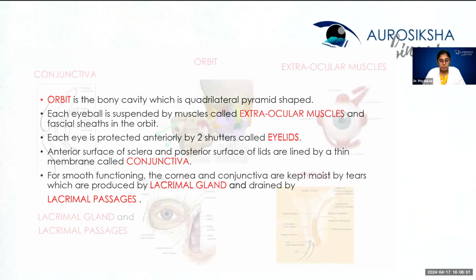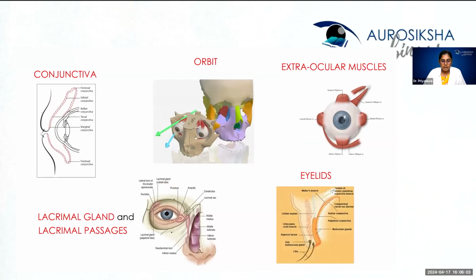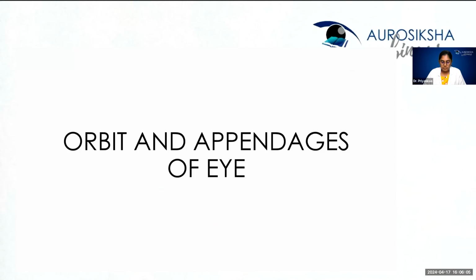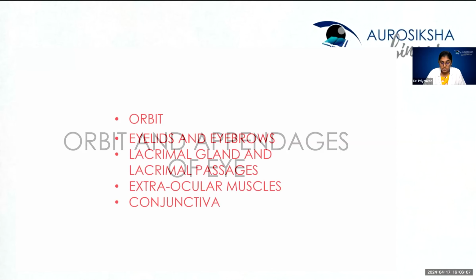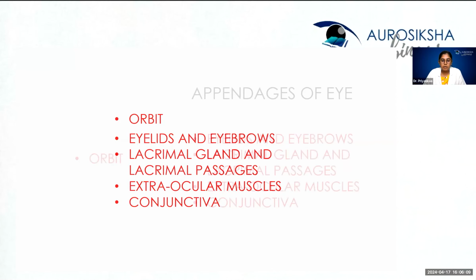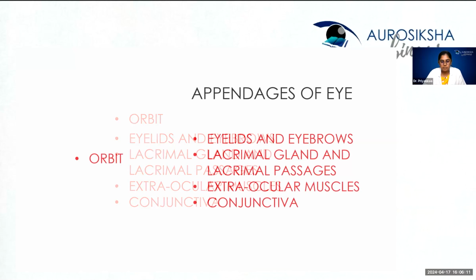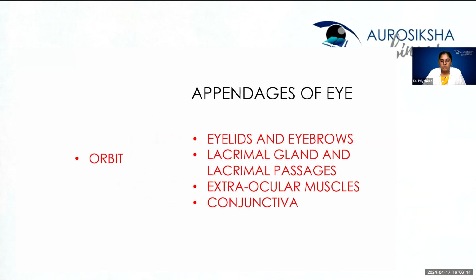So moving on to my topic proper, the orbit and appendages of the eye. So what are the appendages of the eye? It is nothing but all the supporting structures which are present around the eyeball. So the appendages of the eye consist of the eyelids, eyebrows, the lacrimal gland and its passages, the extraocular muscles and conjunctiva.